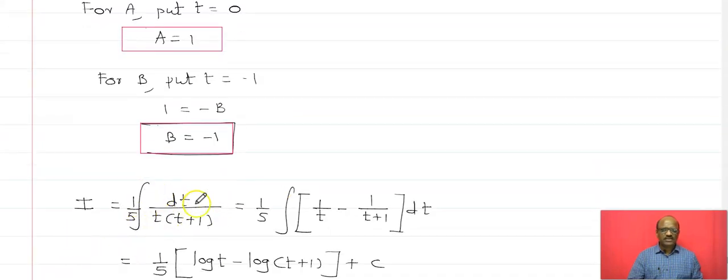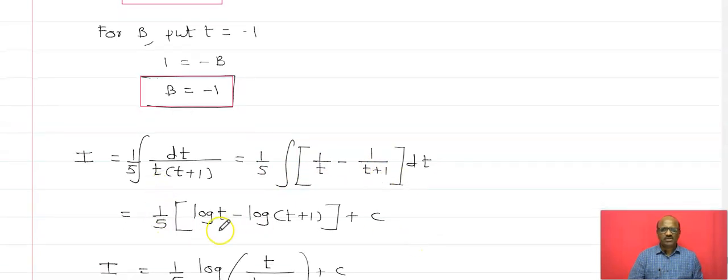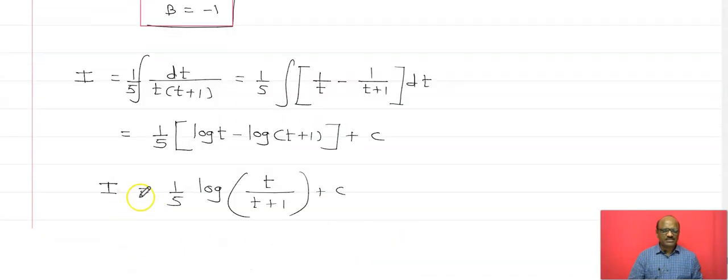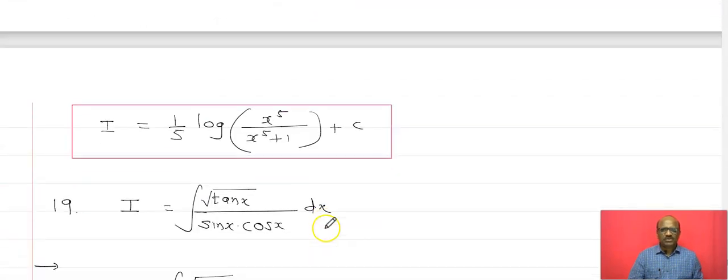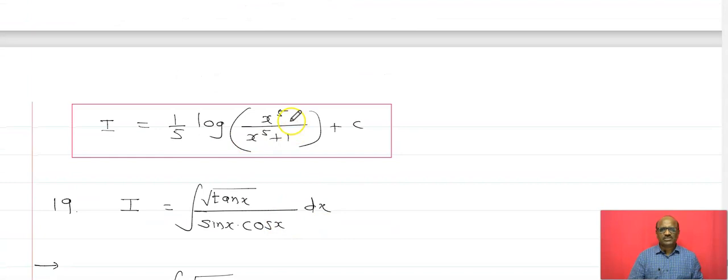Therefore 1 by 5 integral dt upon t(t + 1) is 1 upon 5 integral (1 upon t minus 1 upon t + 1) dt, that is 1 by 5 (log of t minus log of t + 1) plus c, that is 1 by 5 log of (t upon t + 1) plus c. Now resubstitute the value of t, that is x^5: 1 by 5 log of x^5 upon x^5 + 1 plus c.